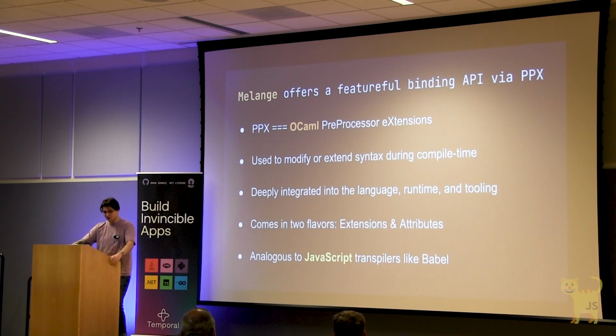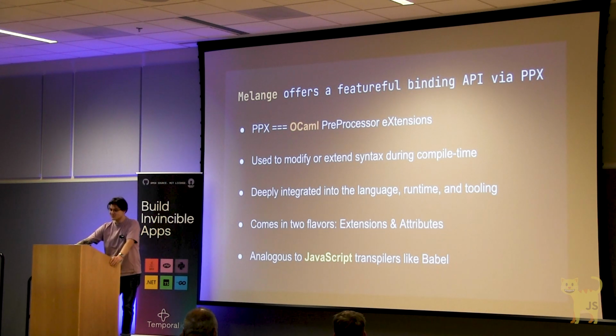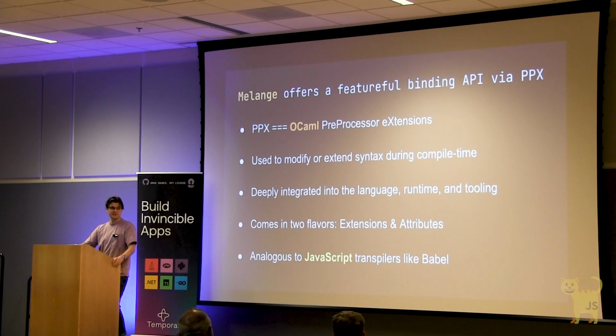It's used to use the modifier extend syntax during compile time. It's deeply integrated into the language, runtime, and tooling. So if you use PPXs, you can derive new types, you can derive objects, and your LSP server and your editor will give you those autocompletes, things of that nature. PPXs come in two flavors. Not super important. They're called extensions and attributes. And you can kind of think of a PPX as being like Babel. We've historically used Babel to transpile JavaScript that uses ECMAScript standards that aren't shipped to all the browsers yet down to some sort of backwards compatible JavaScript. So it's super similar to that as far as the mental model goes.